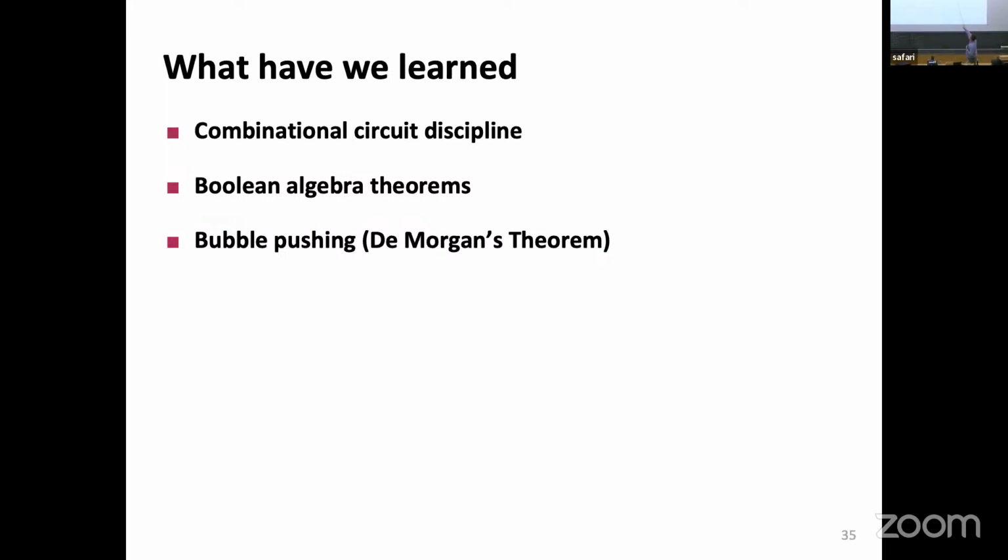What have we learned? We have learned what we talk about when we say combinational circuit discipline. Yes, I know, sorry. Boolean, we talked about Boolean algebra theorems. Those are those horrible things there. And we briefly talked about bubble pushing because it will come in very handy. It's a nice thing to remember. All these examples and slides are actually from the book.